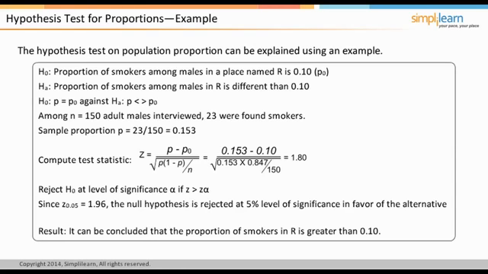A sample of 150 adult males are interviewed, and it is found that 23 of them are smokers. Thus, the sample proportion is 23 divided by 150, which is 0.153. Substituting this value in the expression of z given on the screen gives the result of 1.80.